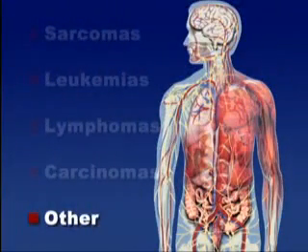There are a few cancers that don't fit into these major categories. Melanomas, for example, are not considered carcinomas even though they arise from skin cells, and certain types of brain tumors have their own classification.